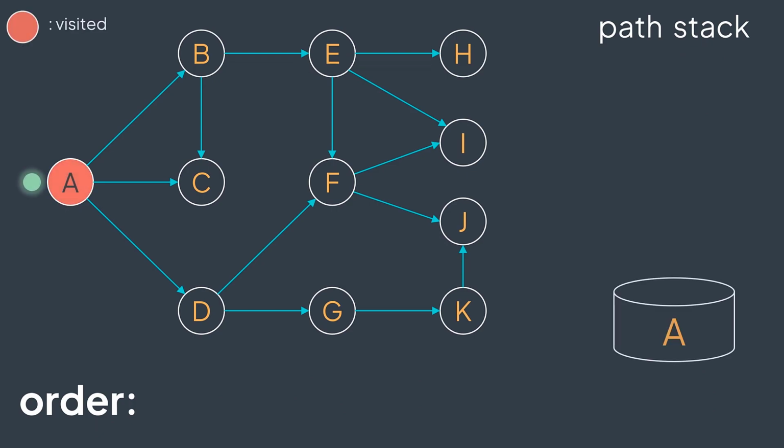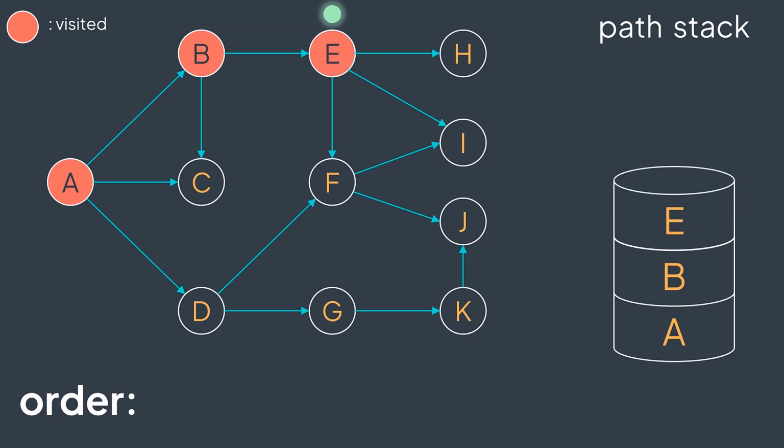Let's for example start from this vertex. We put it on the path stack. The path stack contains the vertices of the actual path. B is its neighbor, we go to it, and we put it on the path stack. E is its neighbor, we go to it, and we put it on the path stack. H is its neighbor, we go to it, and we put it on the path stack.